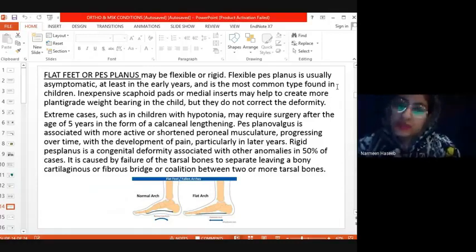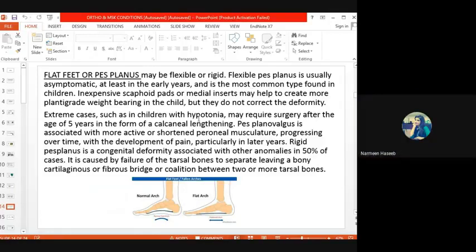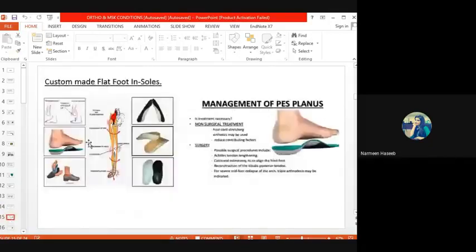In extreme cases, such as in children with hypotonia, it may require surgery after the age of 5 years in the form of calcaneal lengthening. So you see, you can provide them with inexpensive scaphoid pads or medial inserts, but that is not going to correct the deformity. In other severe cases, if the child has hypotonia and their age is about 5 years, surgery can be given in the form of calcaneal lengthening. You can see it over here.